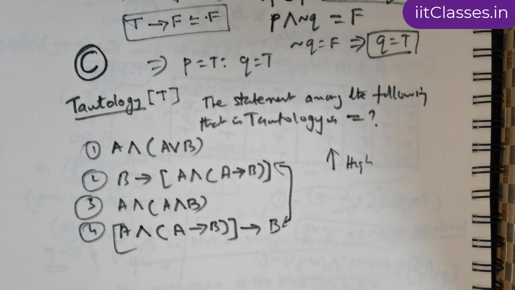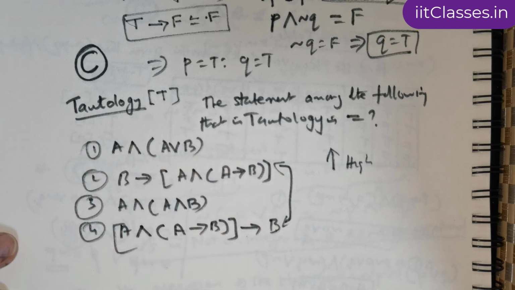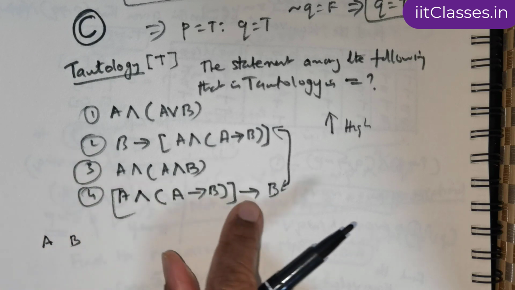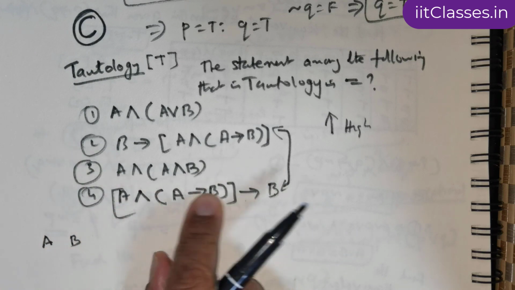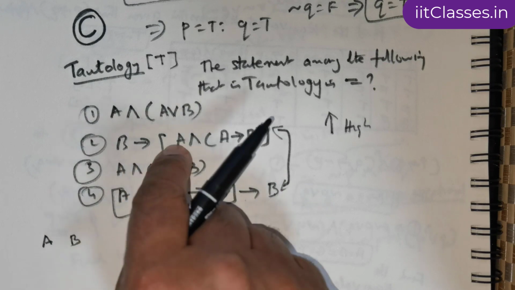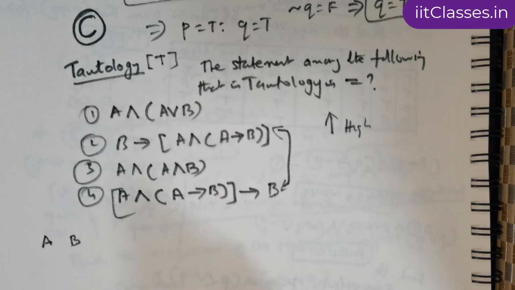Now, if you are drawing the truth table, in one go you can check all of these. So let me just do that. I'm going to take A here, B. So I would check this first, and then I would check this first, and automatically these two can also be checked.